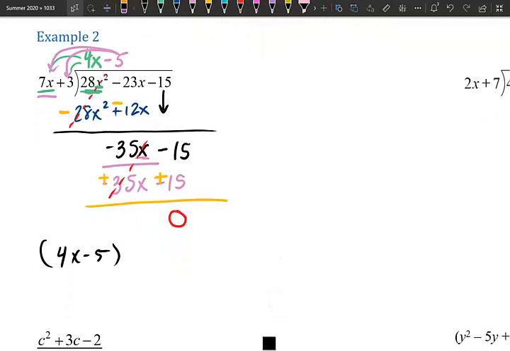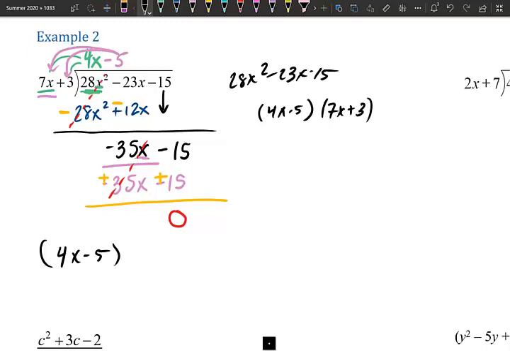Did you know we just factored? That's what division is. You're just factoring. So if we were to factor 28x squared minus 23x minus 15, the factors would be 4x minus 5 and 7x plus 3. Those are the factors. So you can use long division if it perfectly factors. If there's a remainder, you can't factor it anyways. If there's a remainder, you have to use the quadratic formula. So I just wanted to throw that out there.